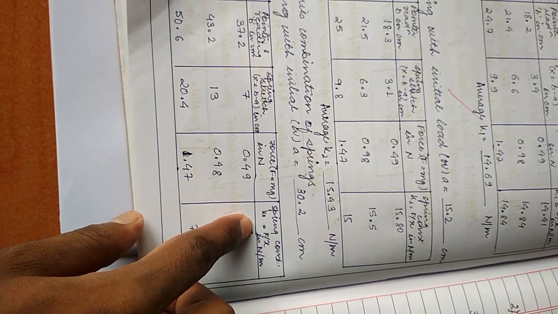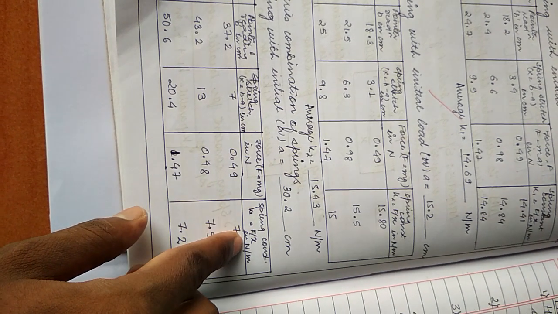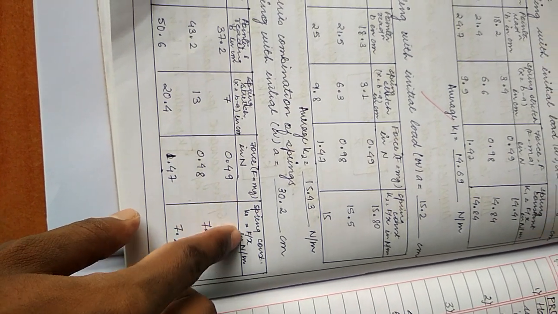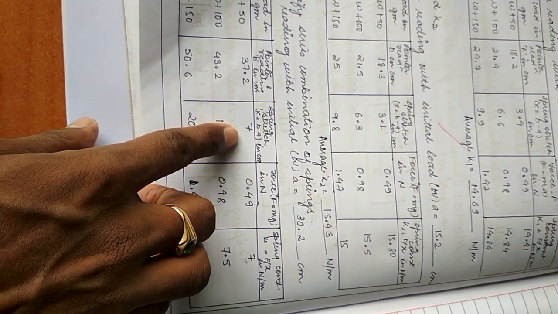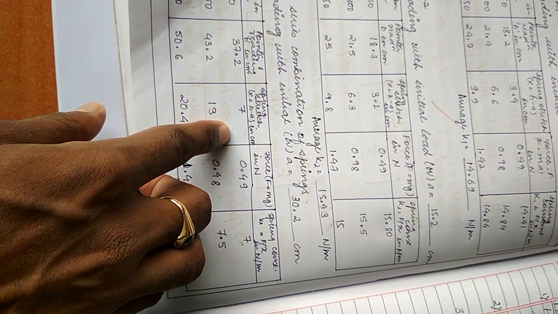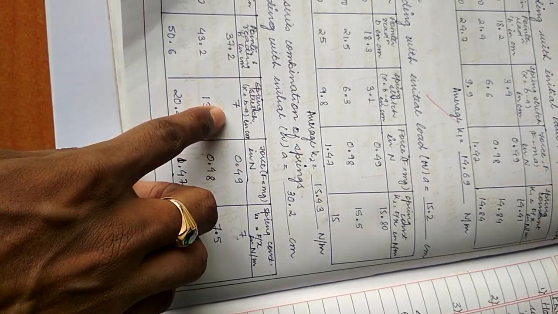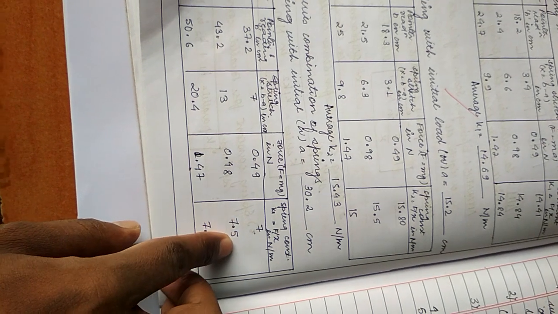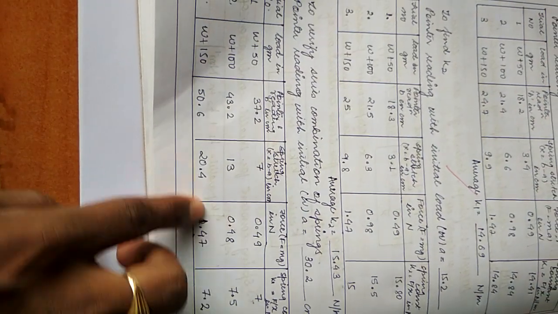By using Ks, where Ks means the series spring constant, Ks is equal to F by X. F is the force, X is the extension. When we take 7 into 10 raised to minus 2, 0.49 divided by 7 into 10 raised to minus 2, we will get 7. Okay, this is series. For 50 we will get 7.